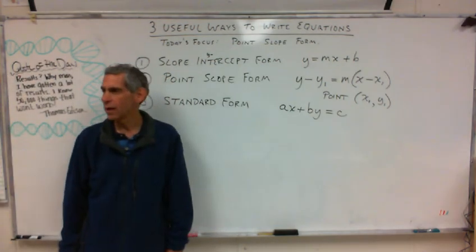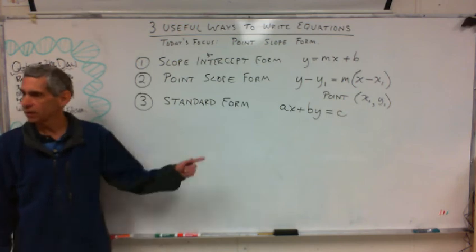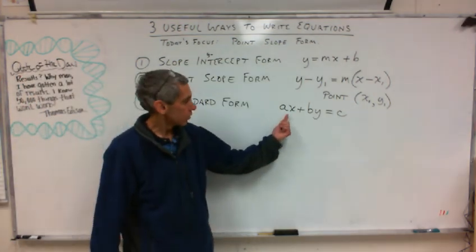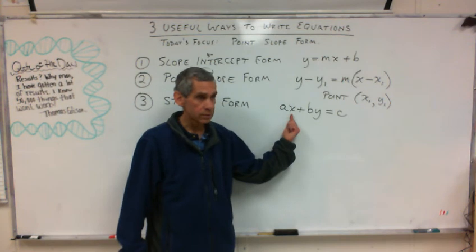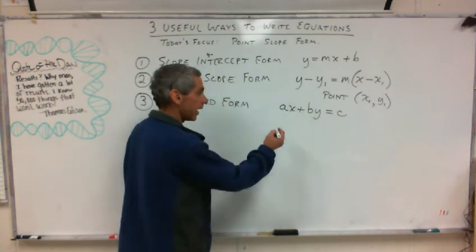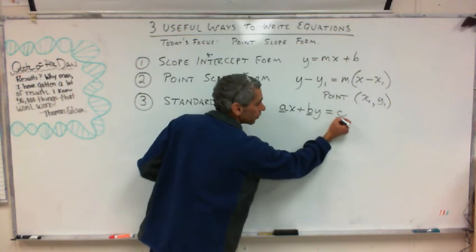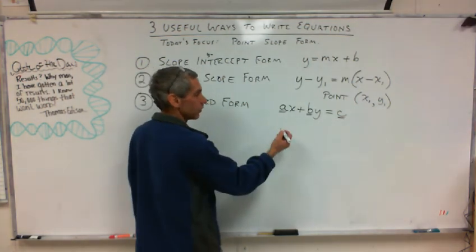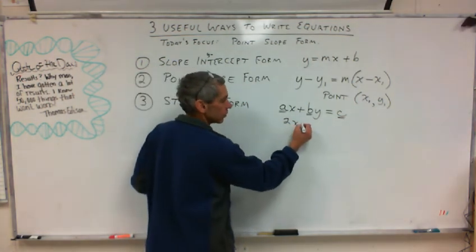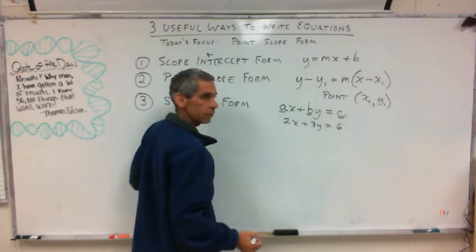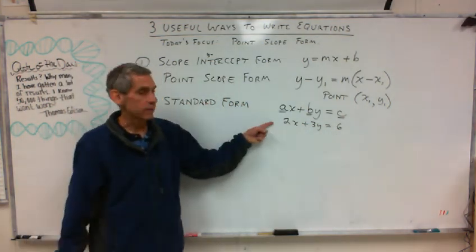AX plus BY equals C. So make sure that's all in your notes. Make sure you've written everything down. Okay. So notice it has an X and it has a Y. Now the A and the B and the C are all numbers. An example of this would be 2x plus 3y equals 6. That would be an example of something written in standard form.